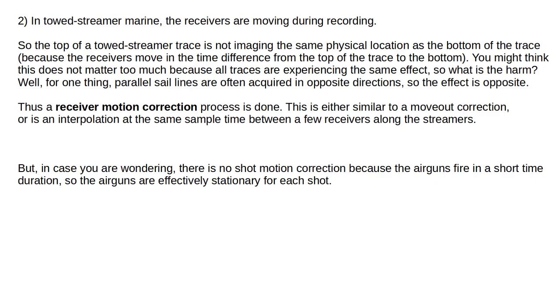In towed streamer marine, the receivers move during the recording. This means the top of the trace is not imaging the same physical location as the bottom. Since the receiver is moving at about 2 meters per second, this means the bottom of a typical marine trace is about 20 meters further along the sail line than the top of that trace.